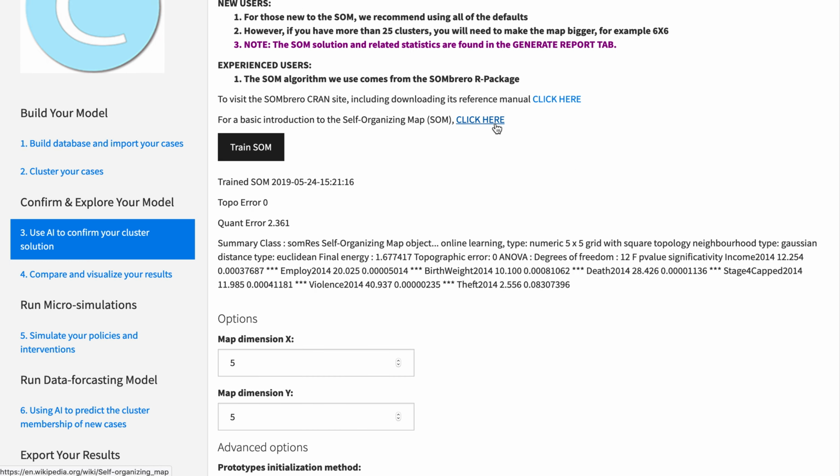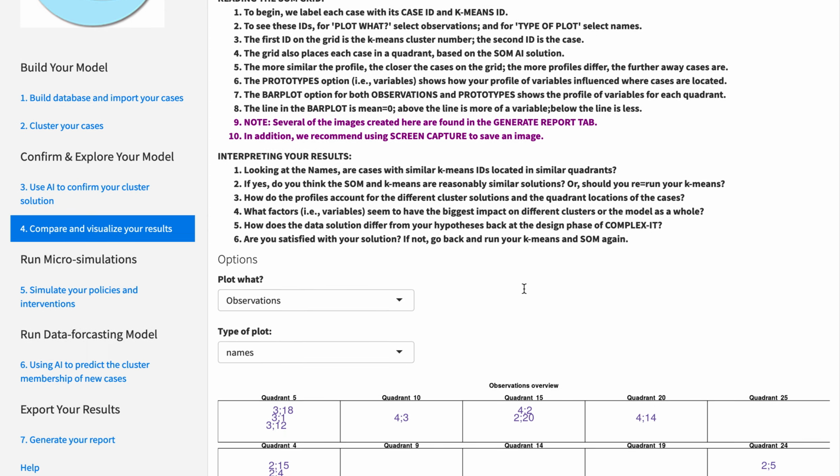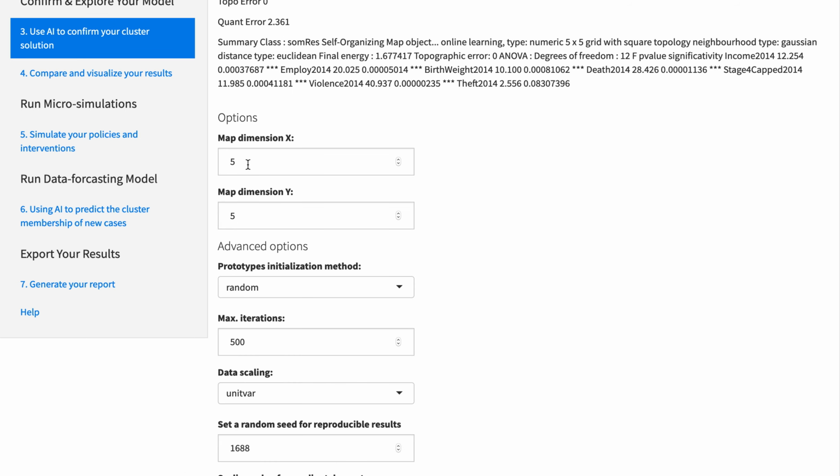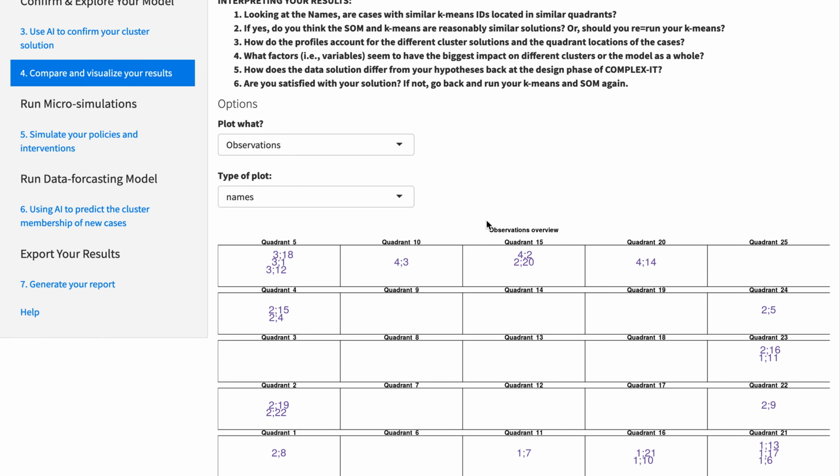So when you look at Complexit, for example, here's the 5x5 grid that comes out of the solution, because that's the 5x5 grid we've chosen. And again, in the next video, we'll play around with shrinking this or expanding it. But each of these quadrants, therefore, represents a cluster. So cluster 1 all the way up to cluster 25. So quantization error and topographical error are telling you how the goodness of fit is for this particular solution.